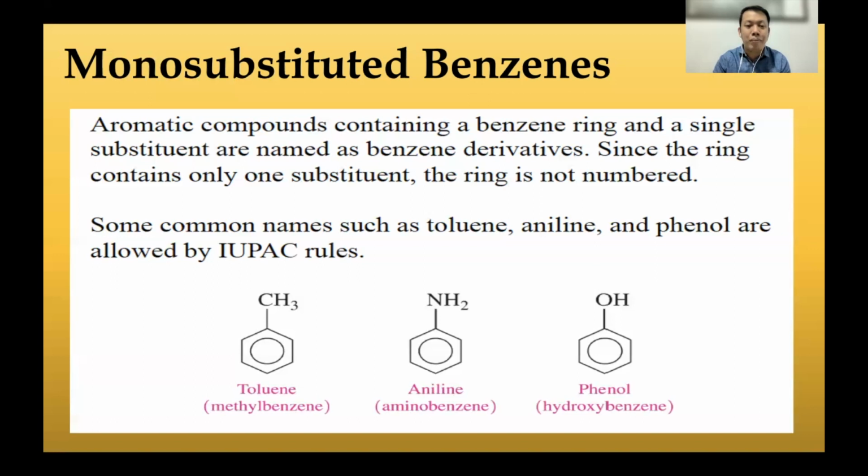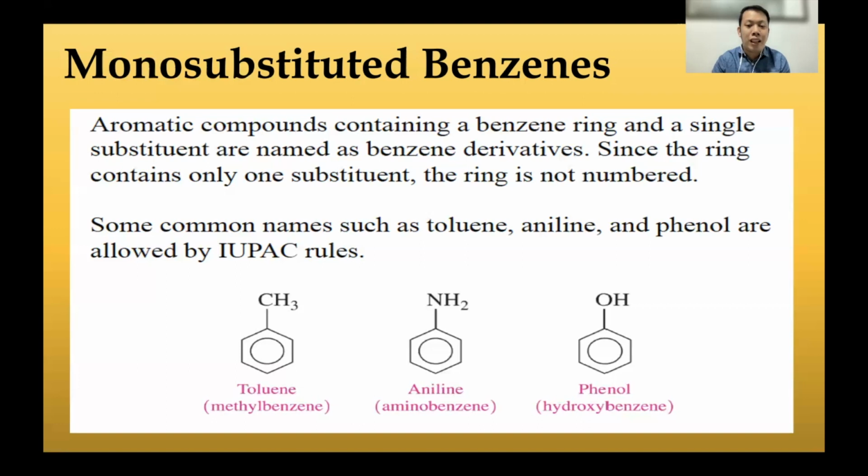The first one on the left is toluene. Toluene is a common name, and it is a monosubstituted benzene because there is the benzene structure, the benzene ring, and then there is one substituent. In that case, it is methyl. If you would like to name it in the IUPAC system, the last name should be benzene. So that's why it is methylbenzene.